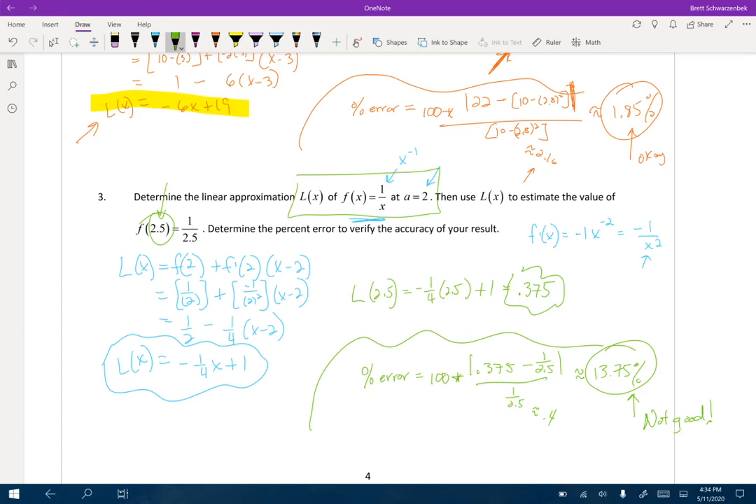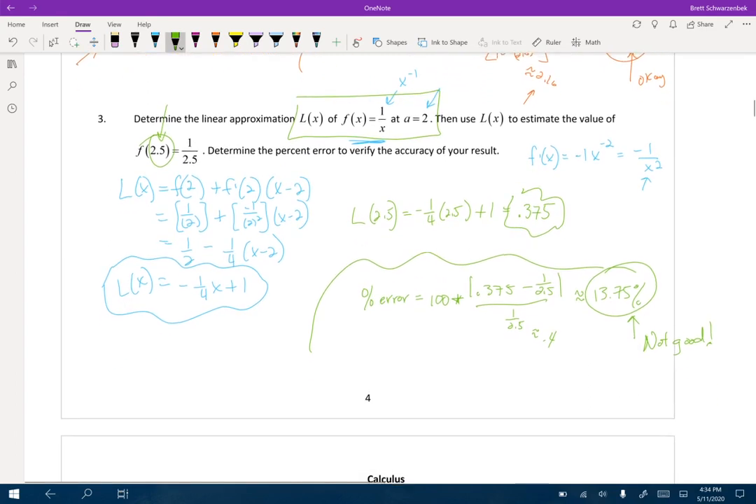So you might be like, 2.5 is not far away from 2. And it actually is in terms of this process. You want really minuscule values like 0.1, 0.01. That's what you're looking for. But this is the process for doing linear approximation.